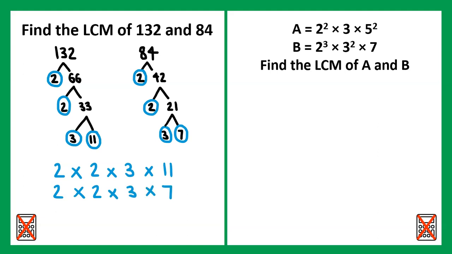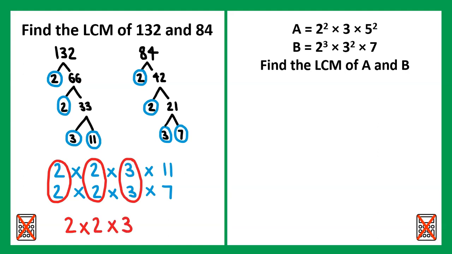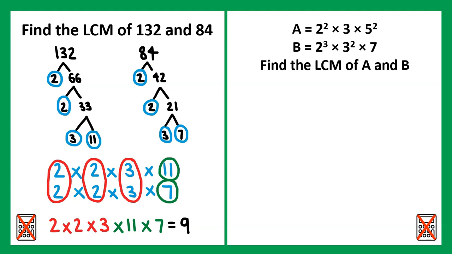You look for the prime factors that are common to both. We have a pair here, which is 2. We also have a pair here, so multiplying by another 2. And we have a pair here, so multiplying by 3. This number will provide you with your highest common factor, and we can use this by multiplying by all of the prime factors that are remaining to give you the lowest common multiple. So multiplying by 11 and multiplying by 7 will give me my lowest common multiple between 132 and 84, which is 924.